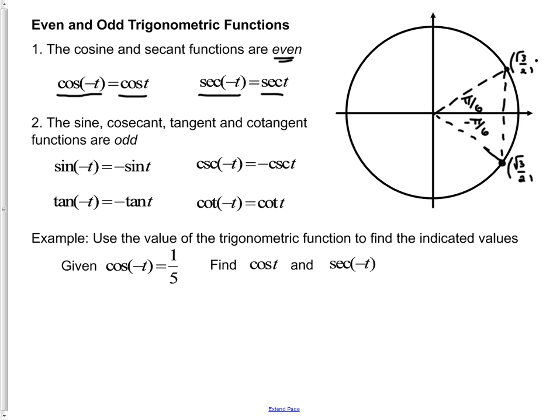If you remember, even functions were the kind of functions where f of negative x was exactly equal to f of x, a fact which we'll run into later. The other functions, sine, cosecant, tangent, and cotangent, are all odd functions. So if we have an odd function right here, we could say that if we took the sine of negative t, it would be the negative of the sine of t.